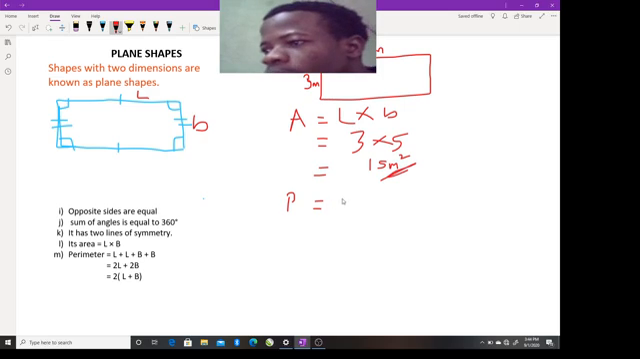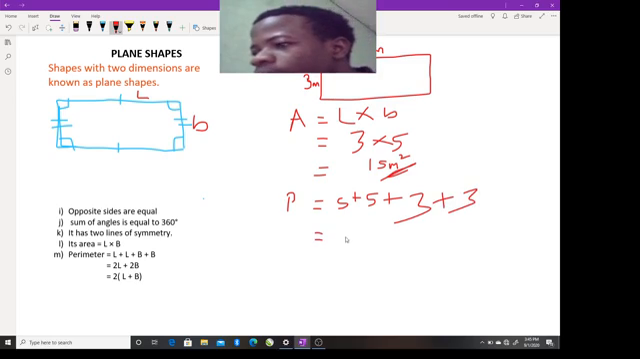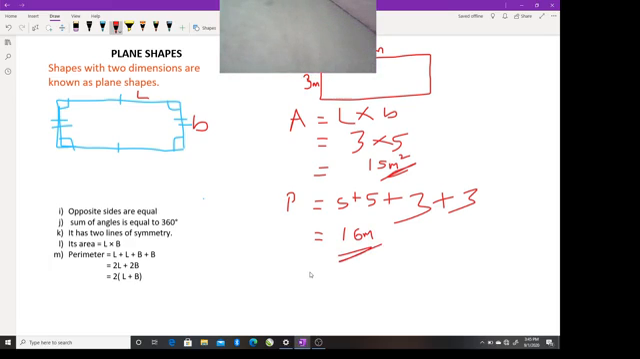So I'm going to be adding 5 plus 5 plus 3 plus 3. And that is equal to what? 10 plus 3, 13, 13 plus 3, that is 16 meters. So that is that about the perimeter and the area. Now quickly we go to another shape.